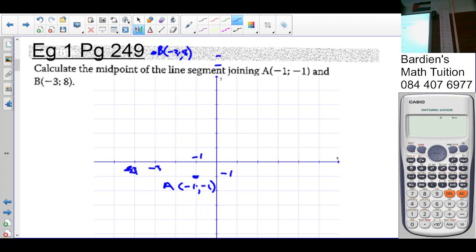5 minutes. So you draw this line going through like that. So the midpoint is approximately here. Not so?